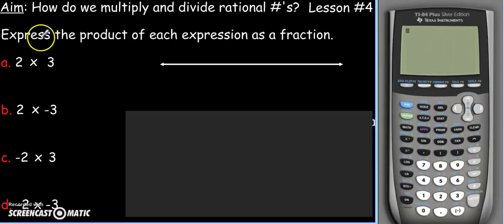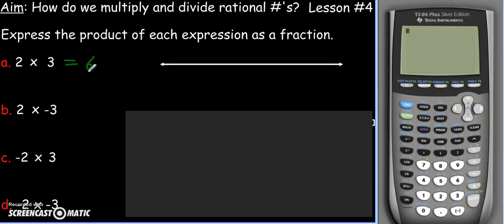Alright, so we're going to express the product of each of these expressions as a fraction. Just to identify the word expression, it means an expression is a collection of numbers or variables connected through operators, meaning plus, minus, times, division, squaring, anything that requires you perform an operation. So 2 times 3 is an expression. Alright, so you should all know 2 times 3. 2 times 3 is 6.